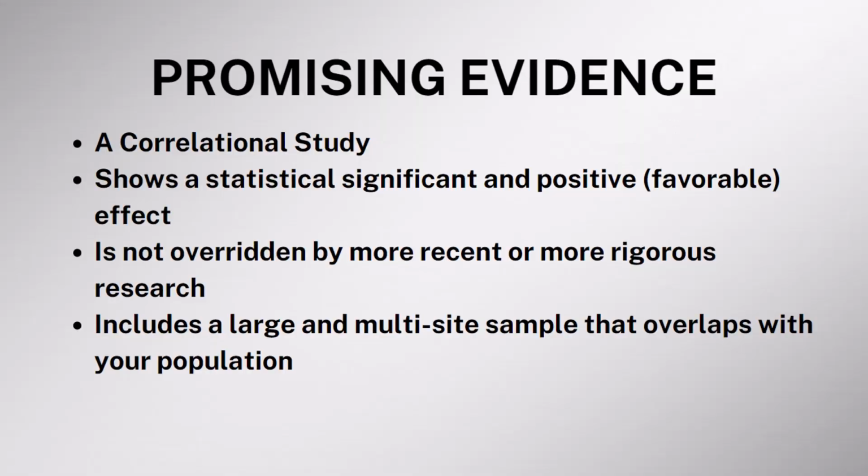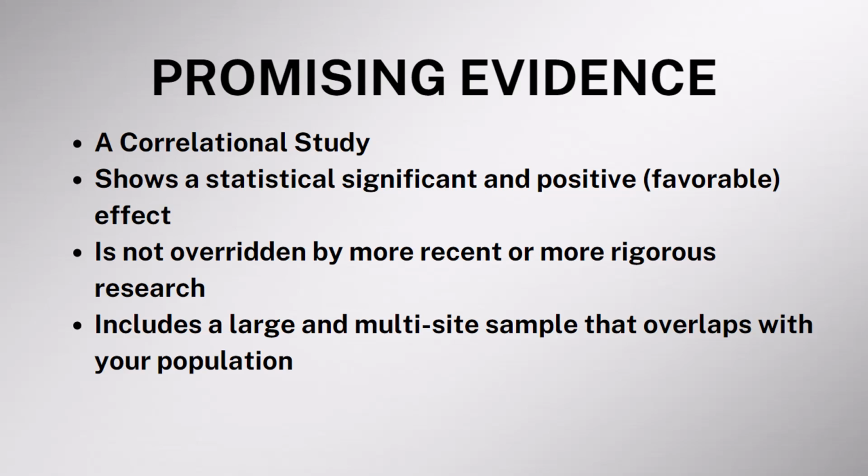As we move up in rigor, we move into promising evidence or level 3 evidence. A piece of evidence is considered promising evidence if it is a correlational study that shows a statistically significant and positive or favorable effect on our desired outcome. It's really important when thinking about these levels that we're looking at research that is not overridden by more recent or more rigorous research. So a correlational study from 2023 that has been overridden by a more rigorous research, maybe a level 2 or a level 1 study in 2007, might not meet the definition of an evidence-based practice under the Every Student Succeeds Act.